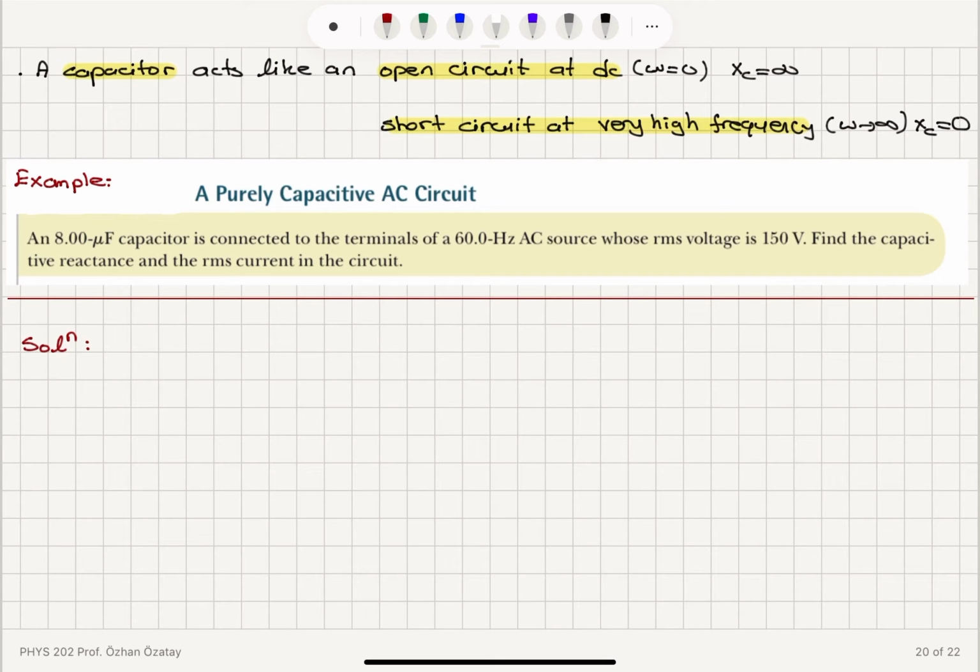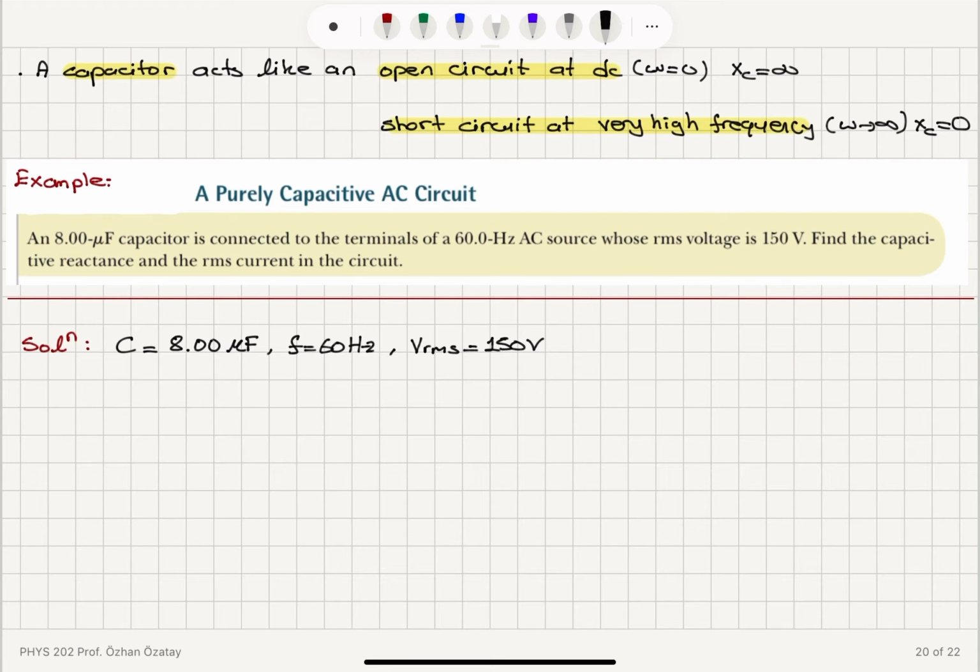All right. Now, let's take a look at an example. A purely capacitive AC circuit. An 8 microfarad capacitor is connected to the terminals of a 60 Hz AC source whose RMS voltage is 150 volts. Find the capacitive reactance and the RMS current in the circuit. The capacitance C is 8 microfarads, the frequency is 60 Hz and the RMS voltage is 150 volts.